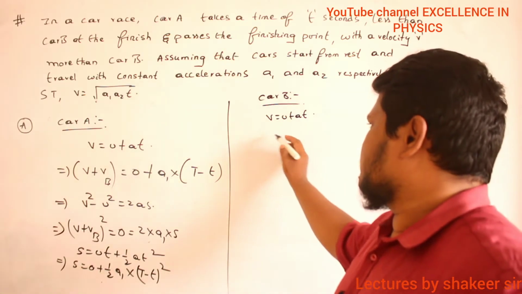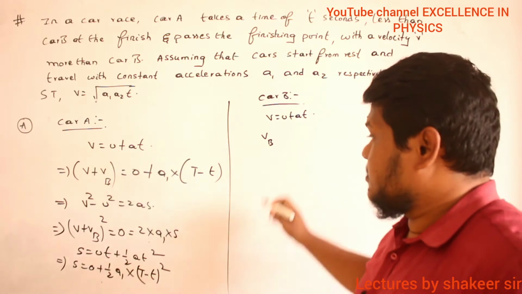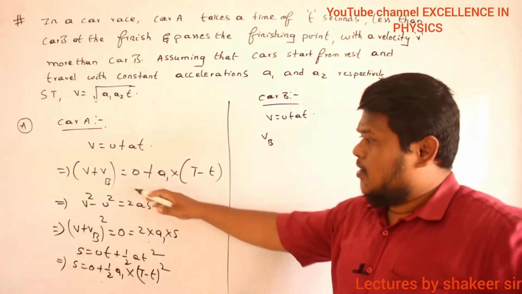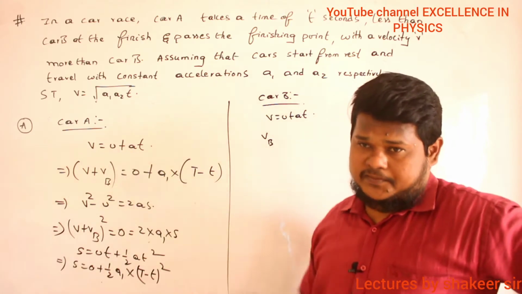So what is the final velocity of car B? Final velocity of car B is vb, no? At the finish line it has a velocity of vb. But car A has how much velocity? V greater. So vb plus v.